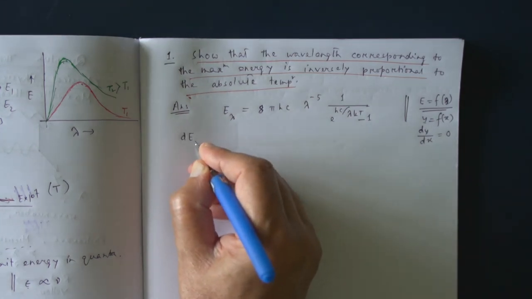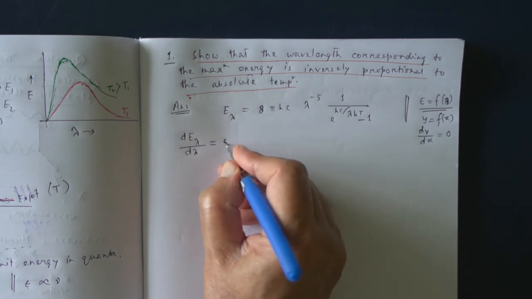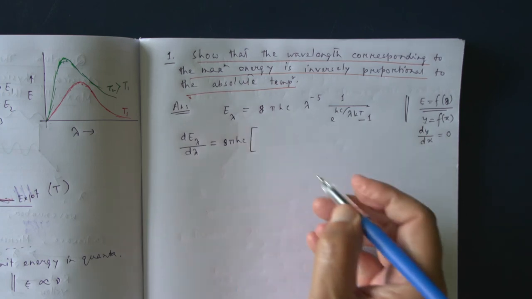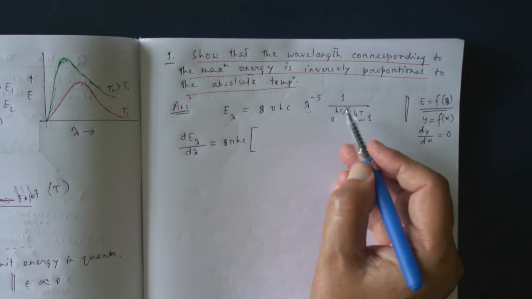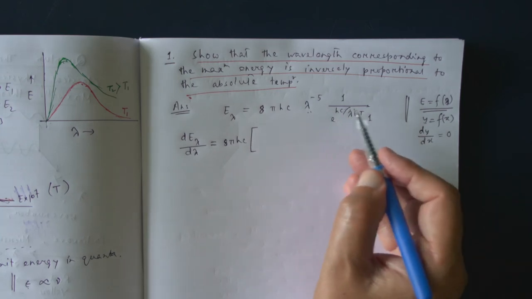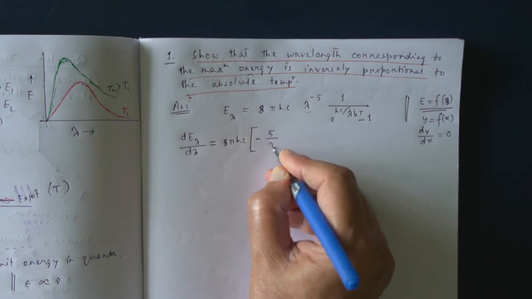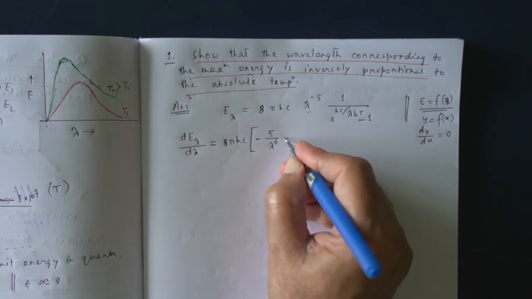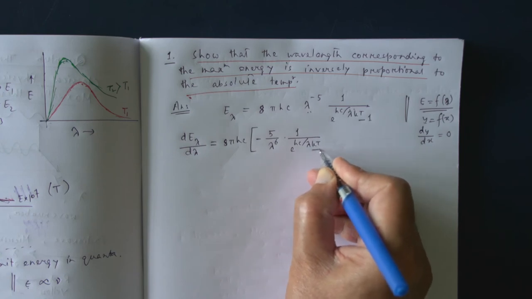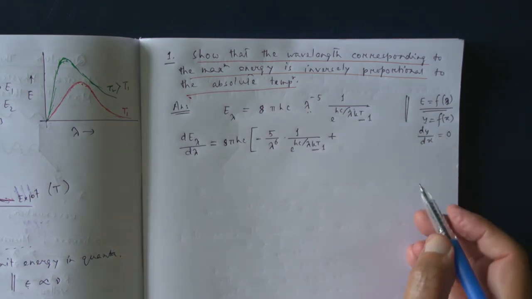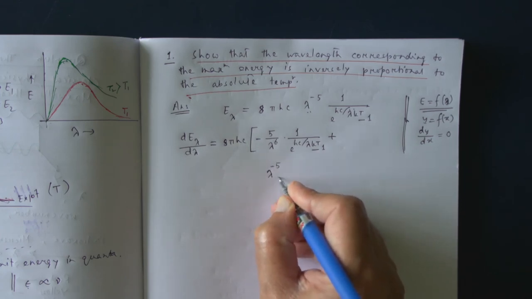So if we do this, dE lambda by d lambda, what do we get? 8 pi hc is constant. Now first function, second function: d/dx of the first function into the second function, plus the first function into d/dx of the second function. So d/dx of this is minus 5 by lambda to the power 6, then 1 by e to the power hc by lambda kT minus 1, plus lambda to the power minus 5, the first function, into d/dx of this.